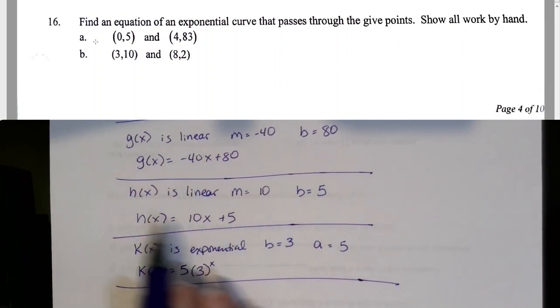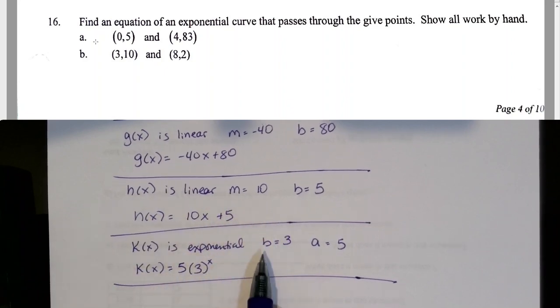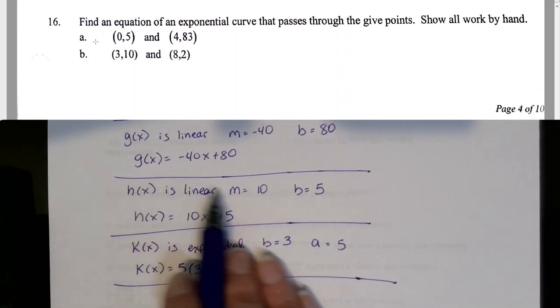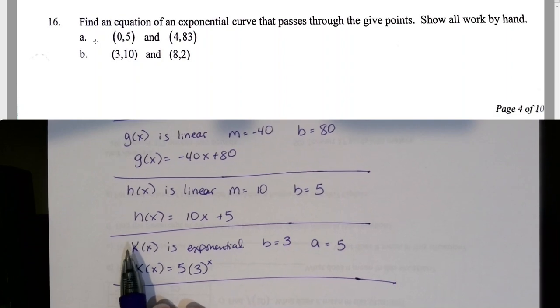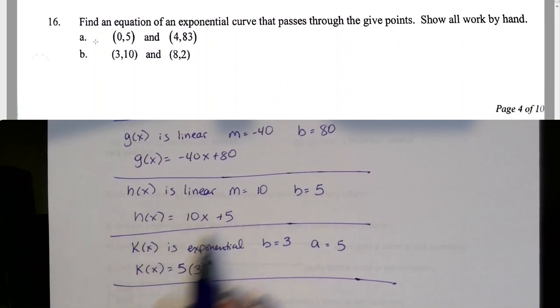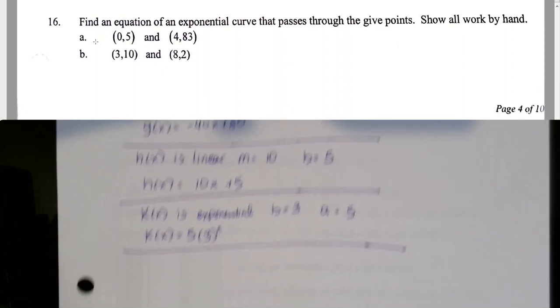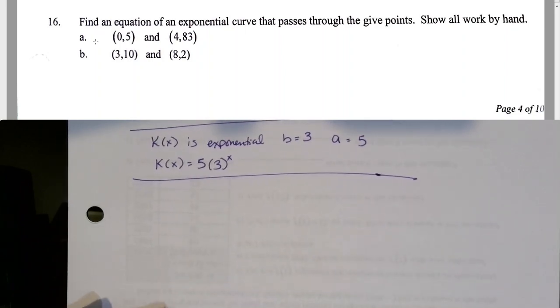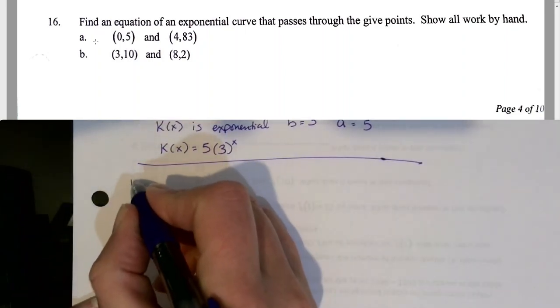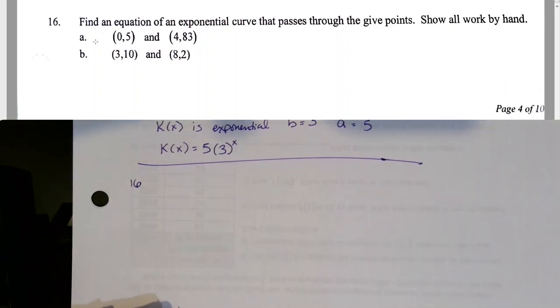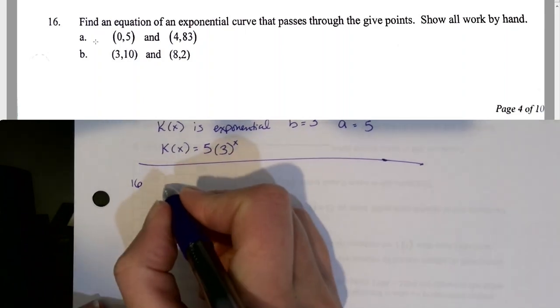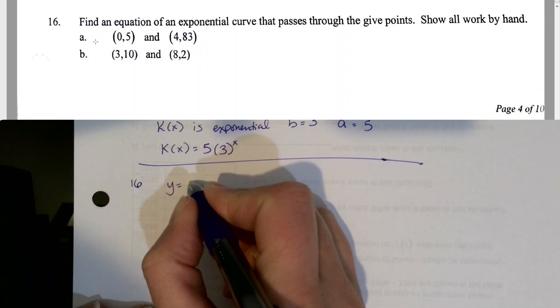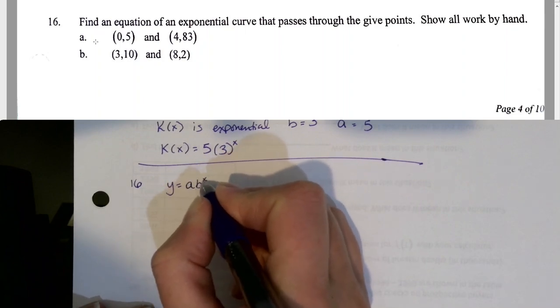Luckily here, we are told in number 16 that these ones are exponential. So I know for these, I must write an equation of the form y equals ab to the x. The problem becomes finding what a and b are. Okay, so in part A, we have the ordered pair 0, 5 and the ordered pair 4, 83.